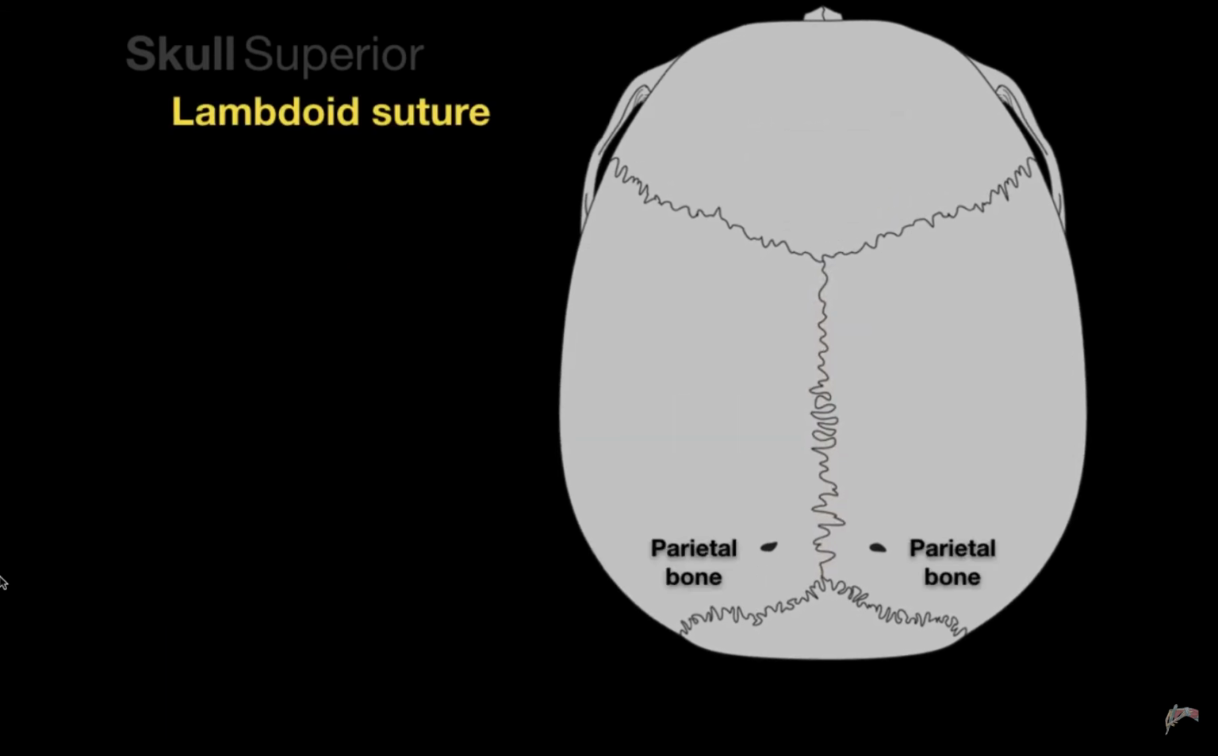All right, now the lambdoid suture is between parietal bones and occipital bone right there, and you can see from the superior view, making that lambda symbol.